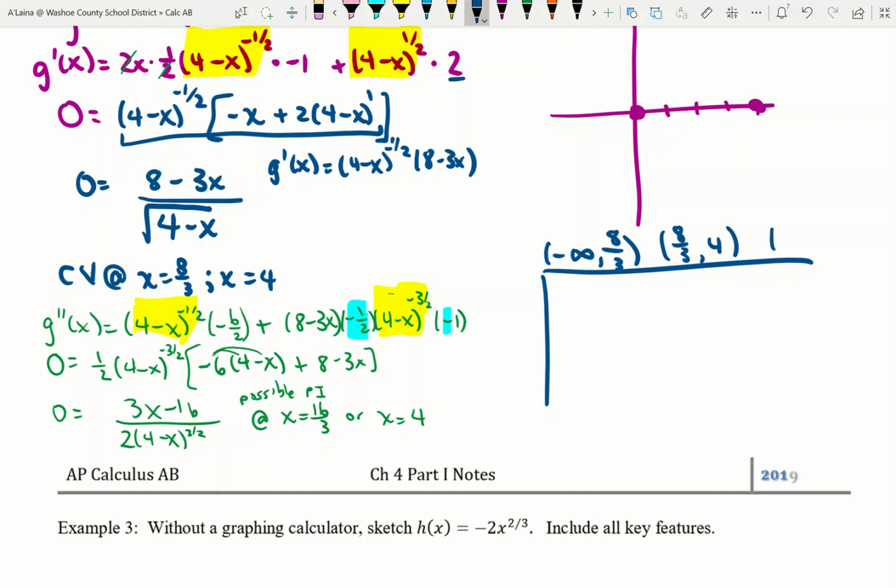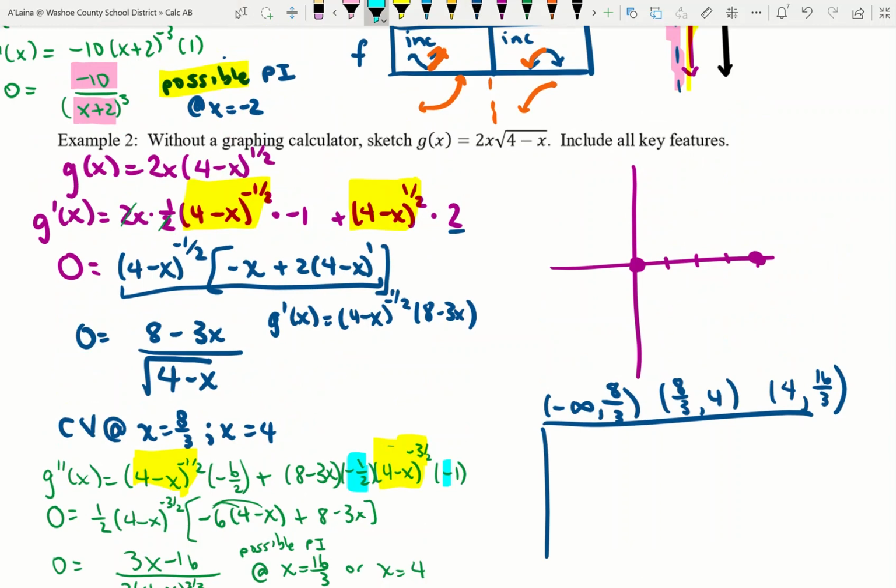And then I would expect normally to go from 4 to 16/3. I'm actually not going to this time. Normally I would want to make sure and go on both sides of those possible points of inflection, but this is a unique graph in that there's a domain restriction.